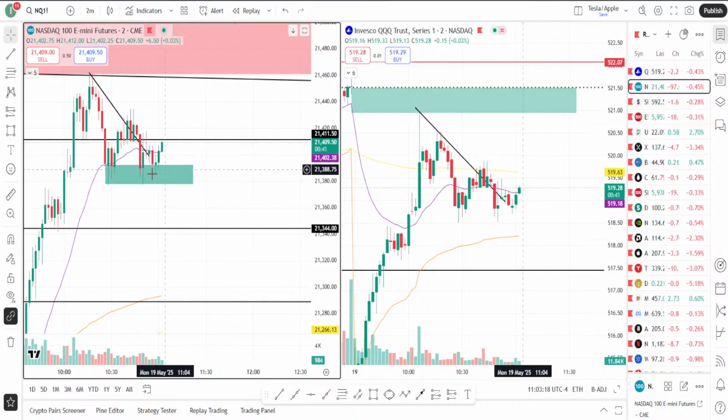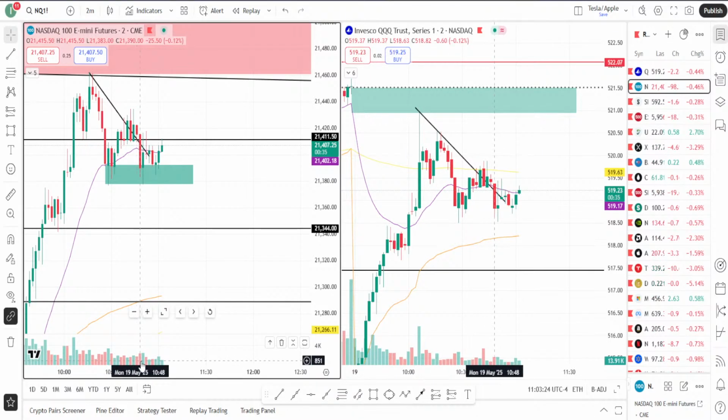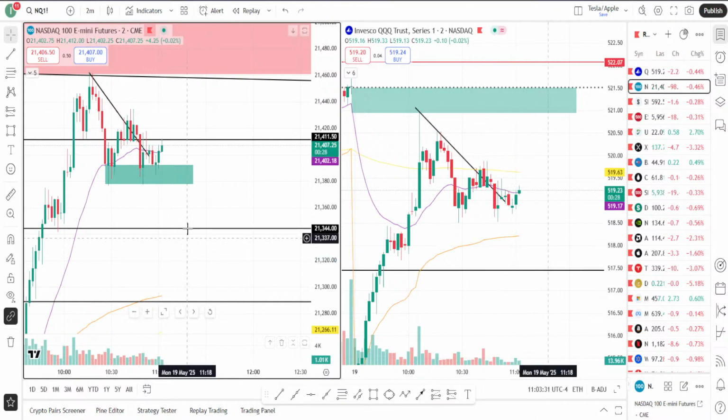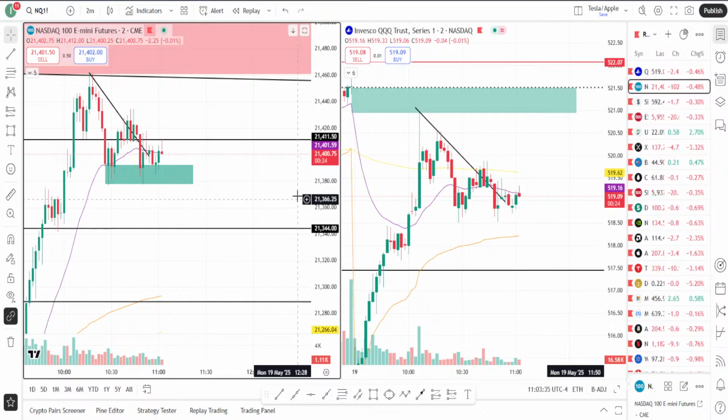Getting choppy, volume's dying out. You see how we started and how it's ending up right now, heading into 11 a.m. You can see the volume dying out. See the market is losing its direction.